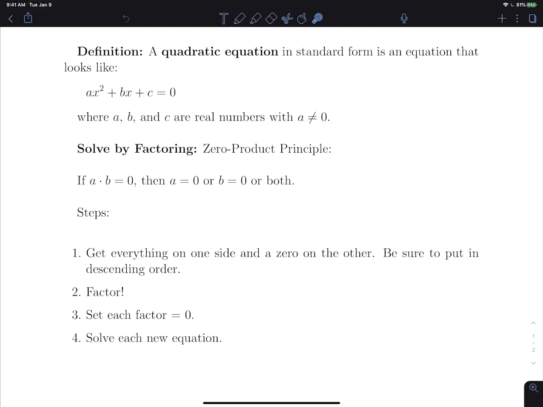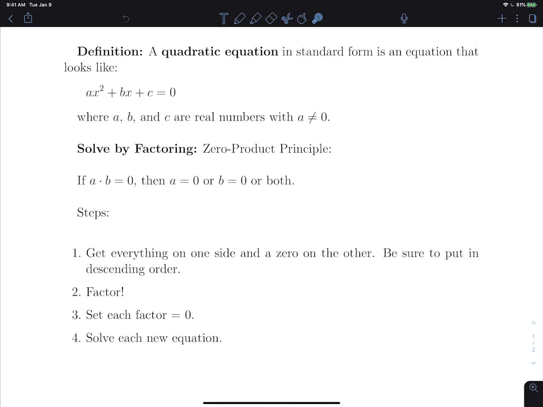equaling 0. Now, this extra little condition, a not equaling 0, is very important because if a was 0, you'd have 0 times something, which is 0, and all this just kind of goes away, and you're left with bx plus c equals 0, and that's just a linear equation. So believe it or not, this extra condition, that a is not equal to 0, is very important. Okay, so we're going to talk about how we solve these types of equations.